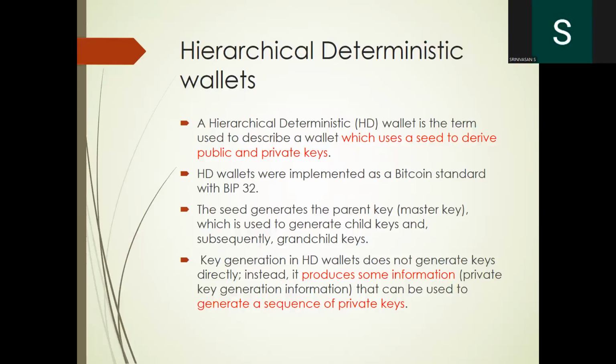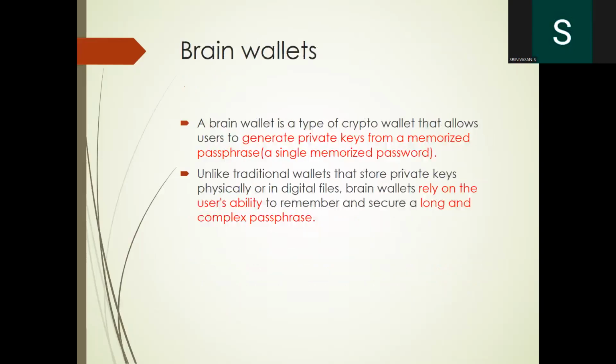HD wallets are implemented as the Bitcoin standard with the BIP32 protocol. The seed generates the parent key, which is used to generate the child keys and subsequently grandchild keys. The key generation in the hierarchical deterministic wallet does not generate keys directly. Instead, it produces some information that can be used to generate a sequence of private keys.